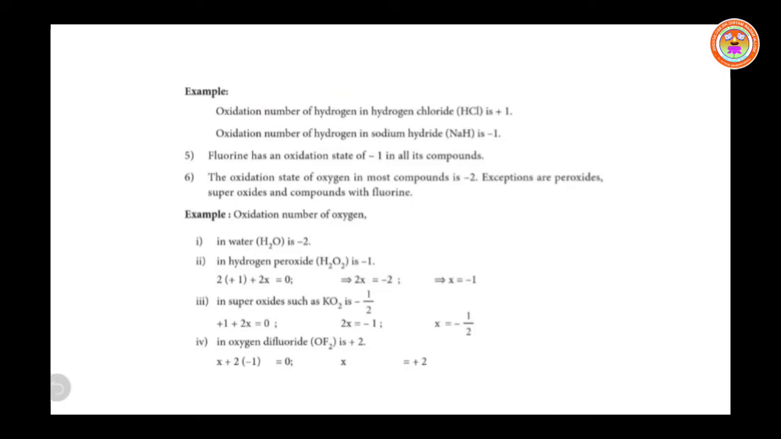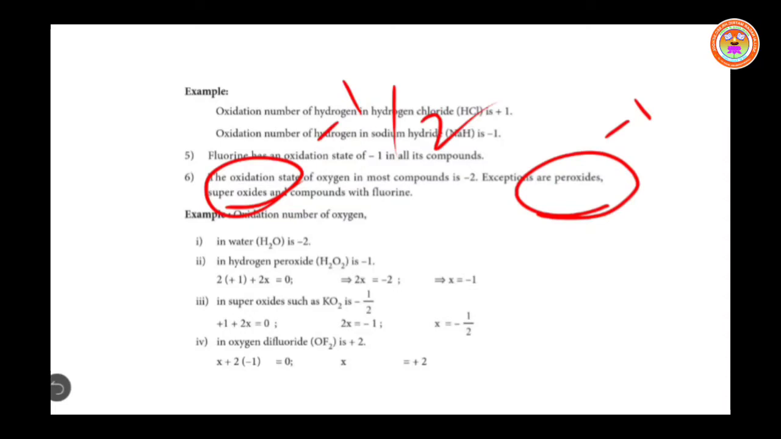The next, rule number 6. The oxidation state of oxygen in most of its compounds is minus 2. That is the common oxidation state of oxygen, except in peroxides, superoxides and compounds with fluorine. In peroxides, the oxidation number of oxygen is minus 1. In superoxides, the oxidation number of oxygen is minus 1 by 2. With fluorine, the oxidation number of oxygen is plus 2.